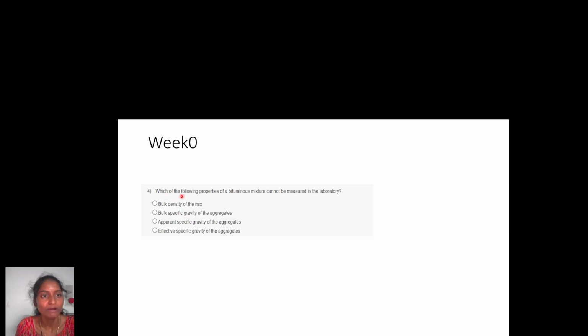And in the fourth question, which of the following properties of bituminous mixture cannot be measured in the laboratory? As far as the mixture specific gravity tests are concerned, which we haven't clearly discussed, when you take the asphalt mixture, you can calculate all the bulk specific gravities and apparent specific gravities. The effective specific gravity is difficult to calculate, and is indirectly calculated from the other specific gravities. That is why they are asking which of the properties cannot be measured in the laboratory. It can be calculated based upon the other details, but we cannot calculate the effective specific gravity directly using an experiment.